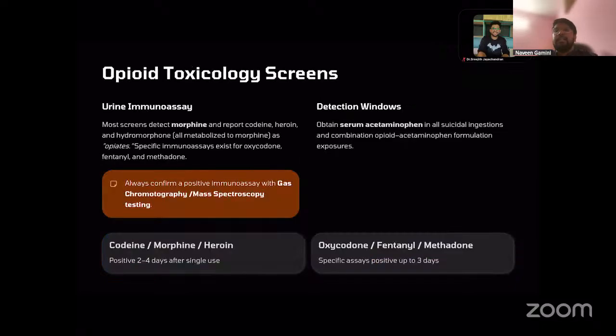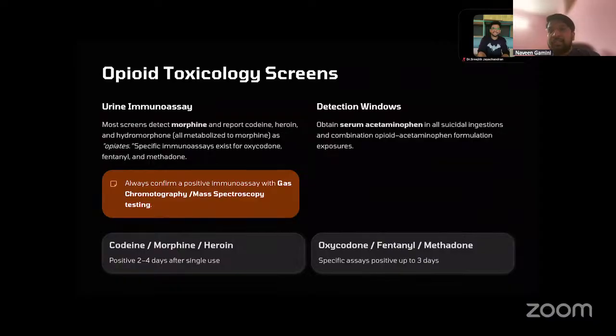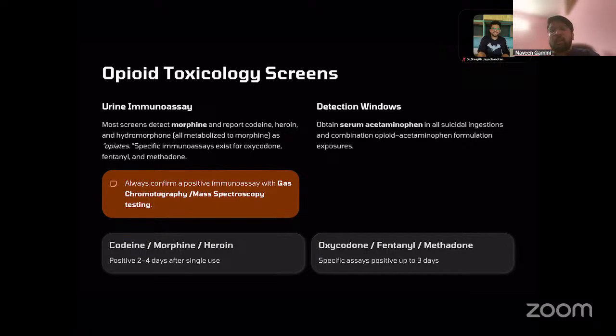Next, let us talk about how we can screen. Opioid toxicology screening is majorly done by urine immunoassay. Most urine screens are able to detect morphine, and mostly codeine and heroin. Hydromorphone is somewhat detected because it is metabolized to morphine. But there are specific immunoassays which exist for oxycodone, fentanyl, and methadone. So this is not the general urine immunoassay; they have specific immunoassays for these three other compounds. Next, to always confirm a positive immunoassay, we need to use gas chromatography or mass spectrometry testing.